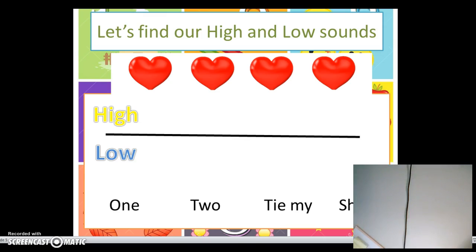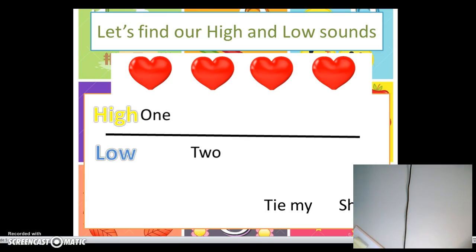So is 1 high or low? Let's find out. The word 1 is a high sound. Woohoo! Good job for you. So it is a high sound. Let's listen to 2. Is it a high or low sound? 2 sounds like this. 2. So is it a high or low sound? Low. Good for you. It is a low sound. So 1, 2 sounds like this. 1, 2, or high, low.